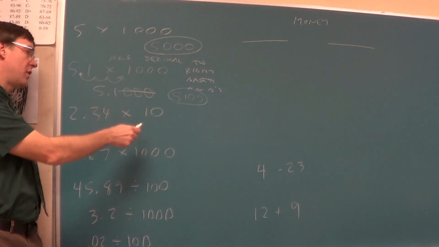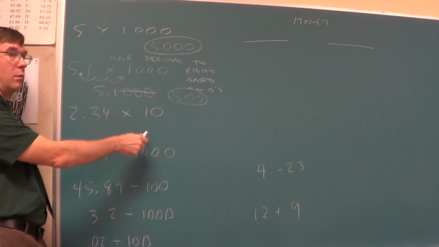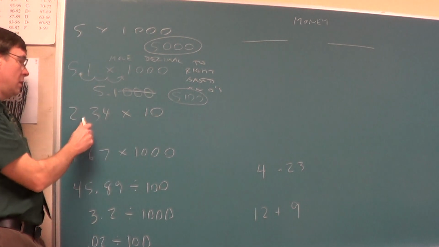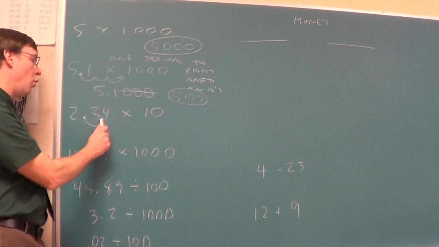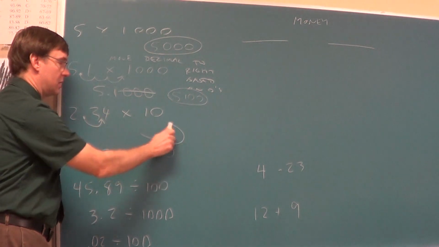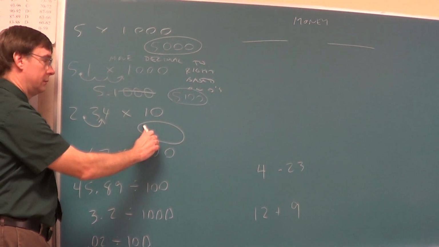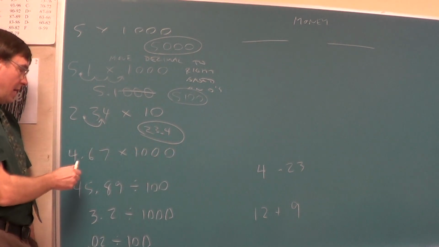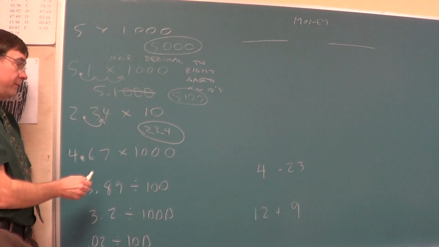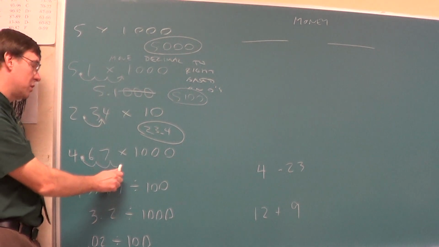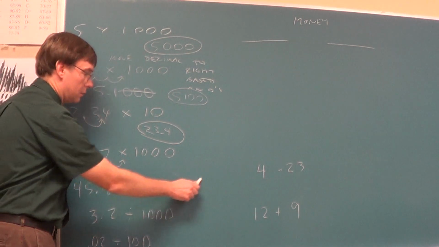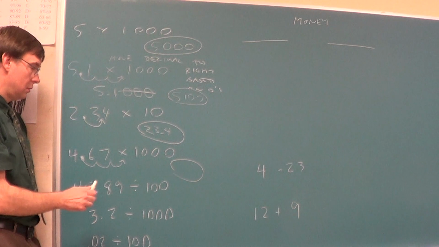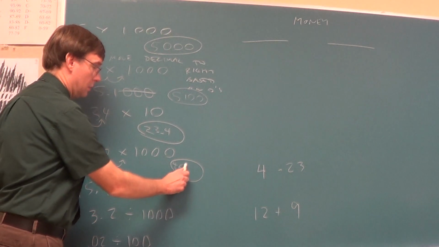This is a quicker move because you only have to move once. There's 1 zero, so take your decimal and go 1 position. So this answer would be 23.4. This one, how much moving are we going to do this time? 3. Bounce, bounce, bounce. Answer? 4,670. Agreed.